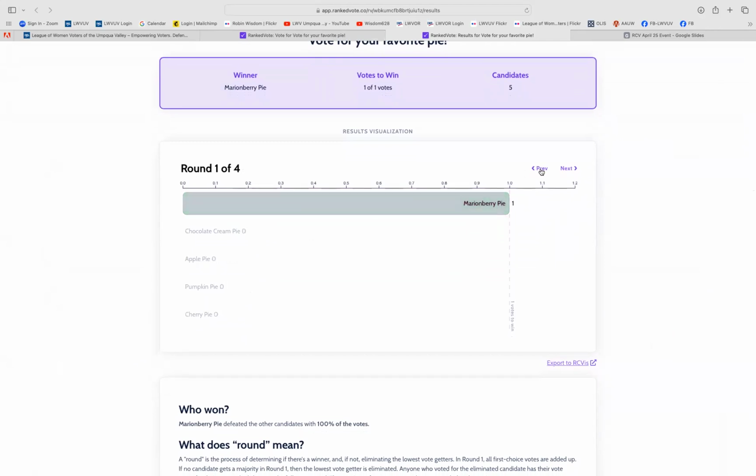All right, perfect. So in order for one of these pies to win, like I said, they need to have 50% of the votes. So how does this process work with ranked choice voting? After you rank the candidates in your order of preference, we are going to count the ballots in different rounds. In the first round, we are only counting everyone's first choice. So if I put Marion Berry as my number one choice, in the first round, that is what we are looking at.